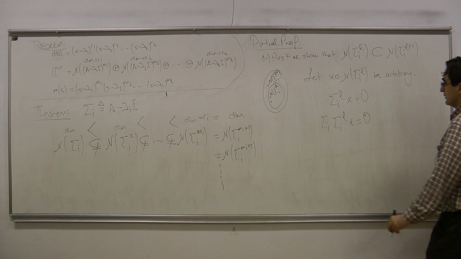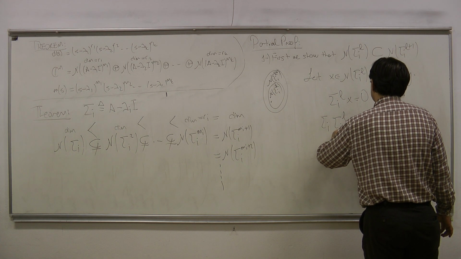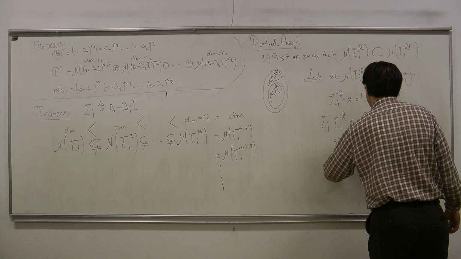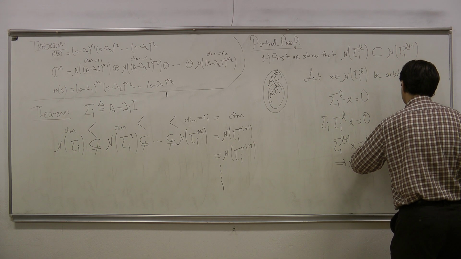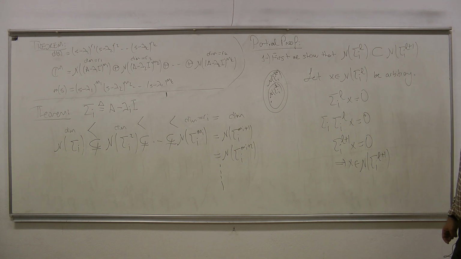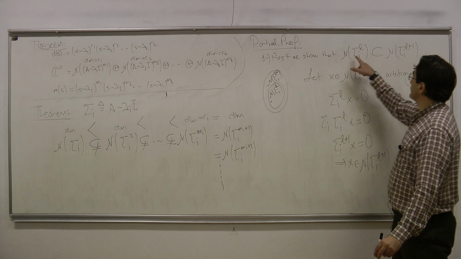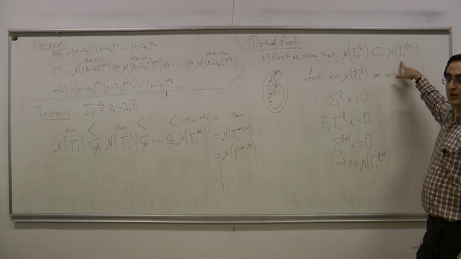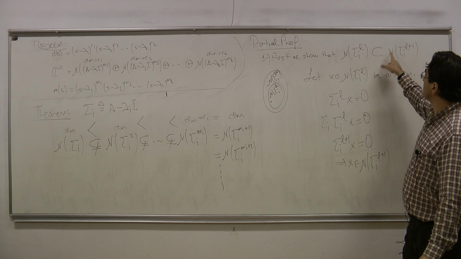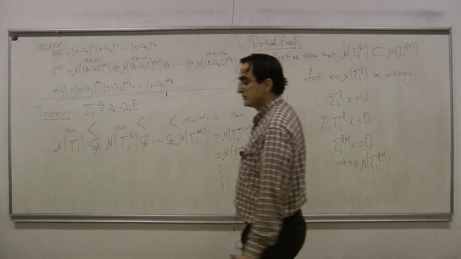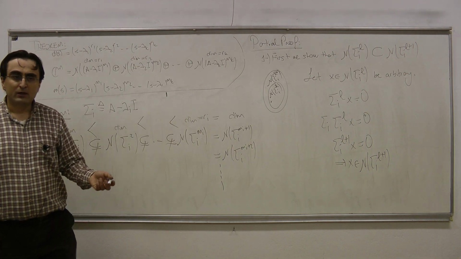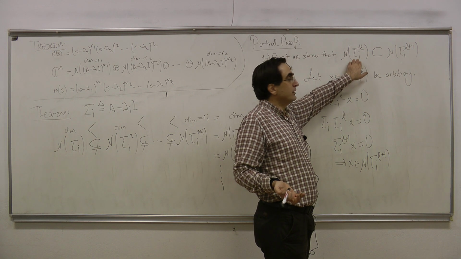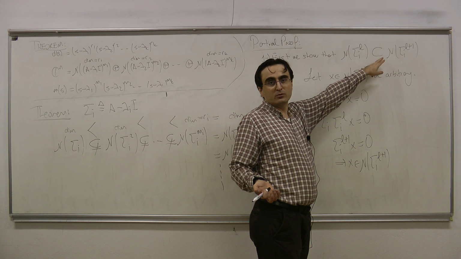But this means that sigma I to the L plus 1 times X is equal to 0, which means that X is inside the null space of sigma I to the L plus 1. So any element of this first null space is also an element of the other null space. That means that this null space is a subset of the other null space. But remember, the subset relationship means that this is either strictly smaller or equal to that one.